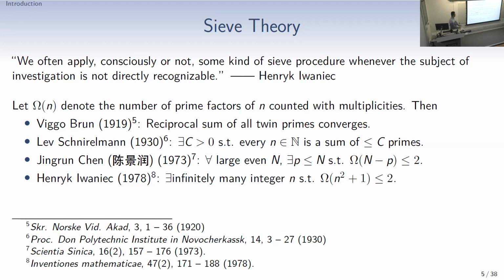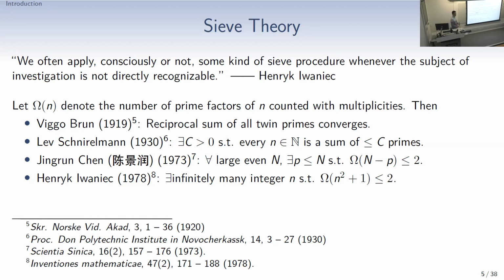That every large even integer is a sum of a prime and a product of at most 2 primes. So this is Chen's theorem. And in 1978, Henryk Iwaniec, the same person who said this quote, proved that we can find infinitely many integers n such that n squared plus 1 is either a prime or a product of 2 primes. This is very close to the conjecture that we can generate infinitely many primes using that expression.